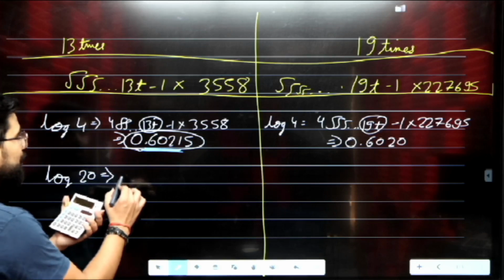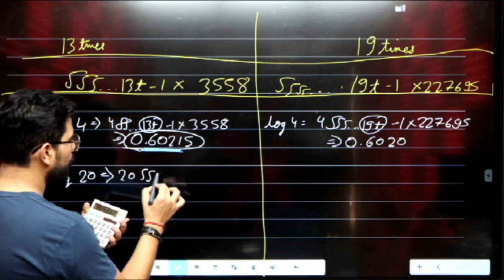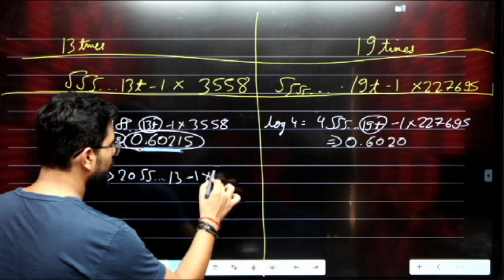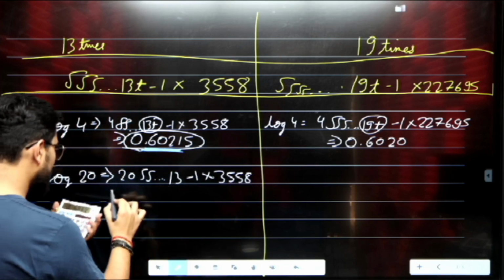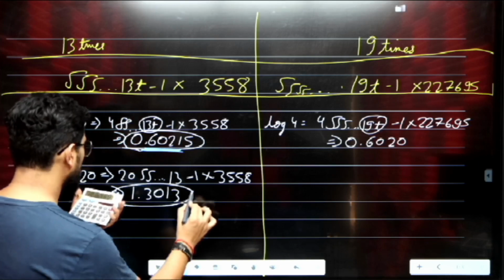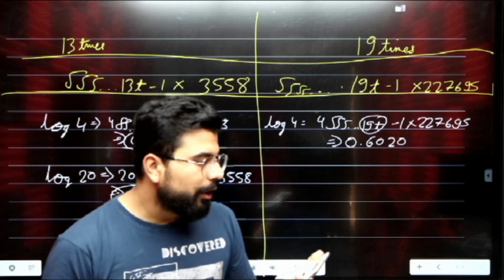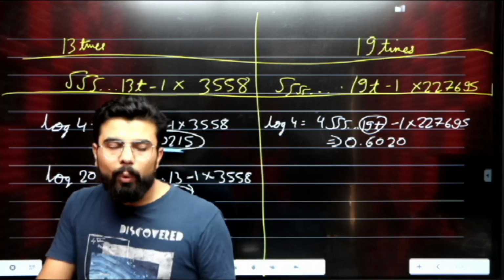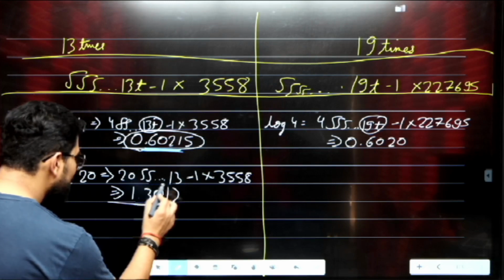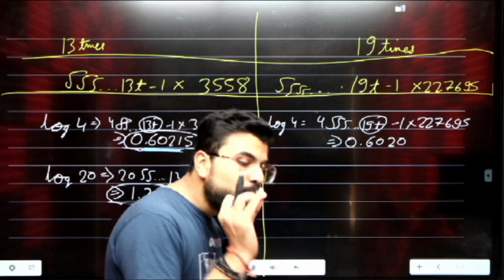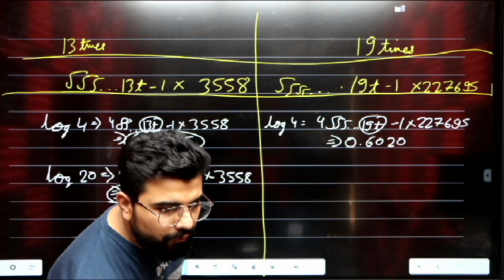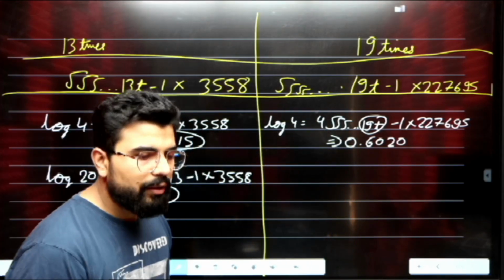Chaliye. So the answer is coming: 20, then root for 13 times, minus 1 into 3558. So the value is coming as 1.301362883672, but you have to just take the value as 1.301. Okay, so what you are going to write is only 301, which is the correct and the most accurate value. So after one, we are just going to have 3 values only. I have to just check it out. Yeah, everything is going perfect.